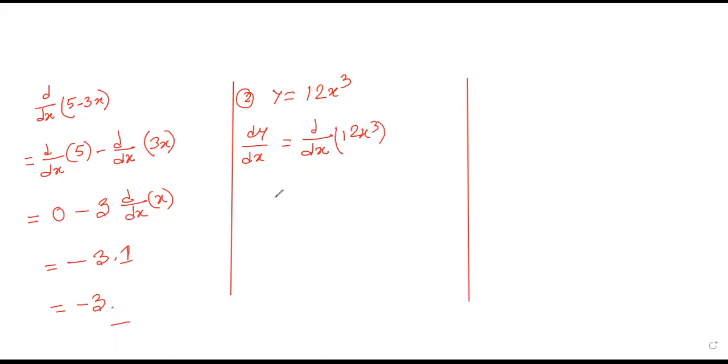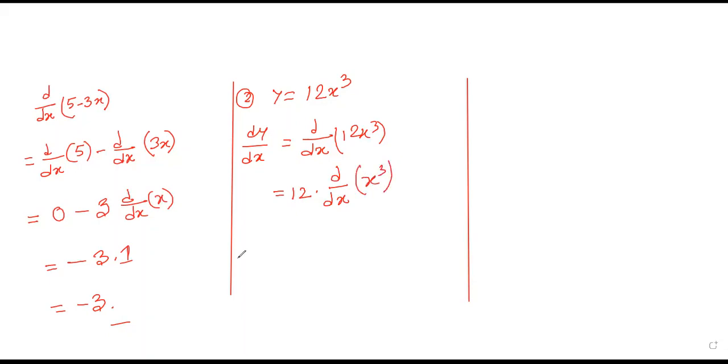So first of all, we'll bring the numerical value here. Nothing to do with the numerical values if it is in multiplication form with the variable. When you do differentiation of the constant only, it will be 0. But if the numerical value or the constant is multiplied with the variable, we just separate it from the variable, then only differentiate the variable.